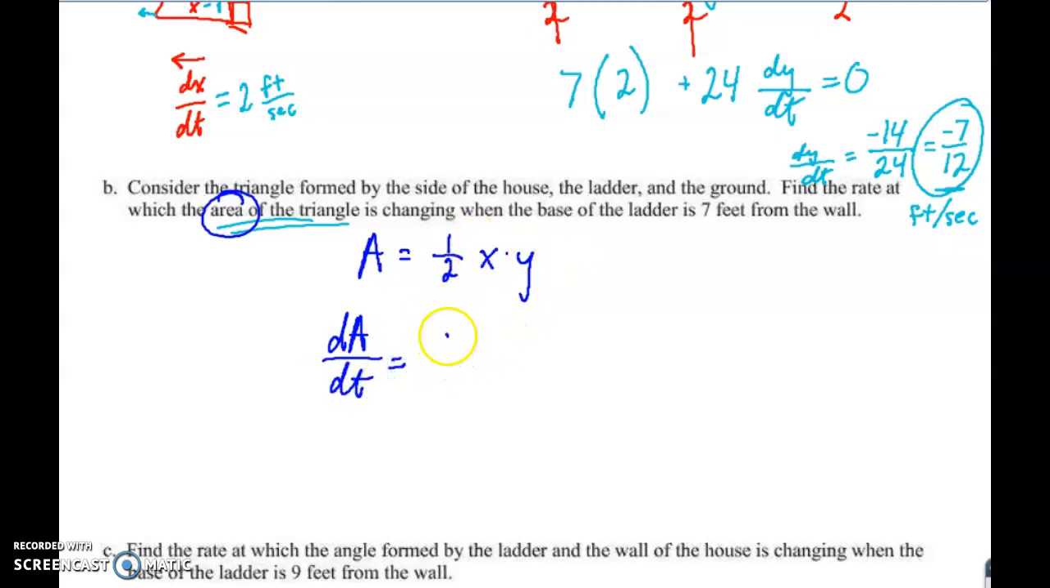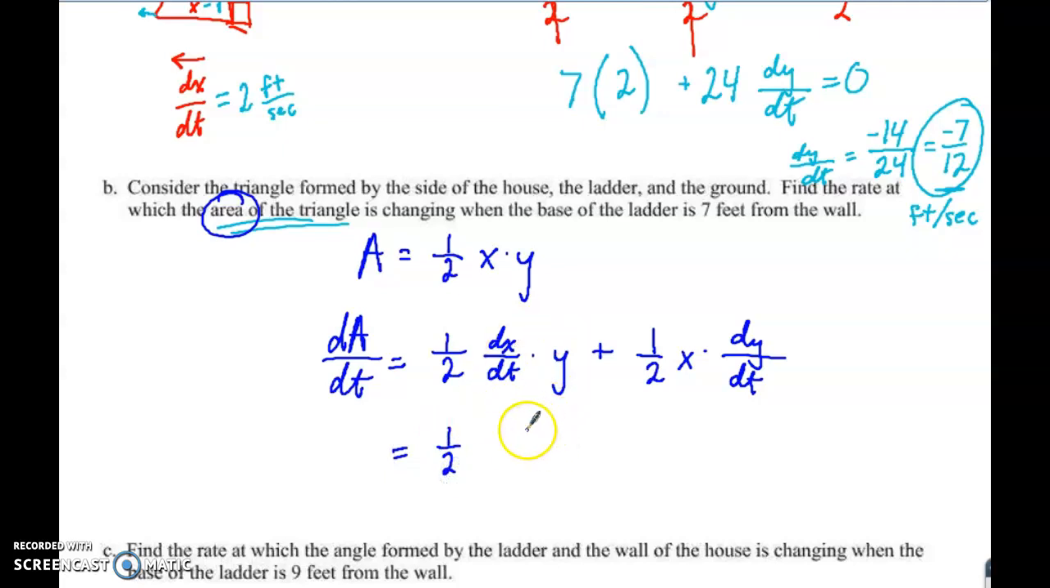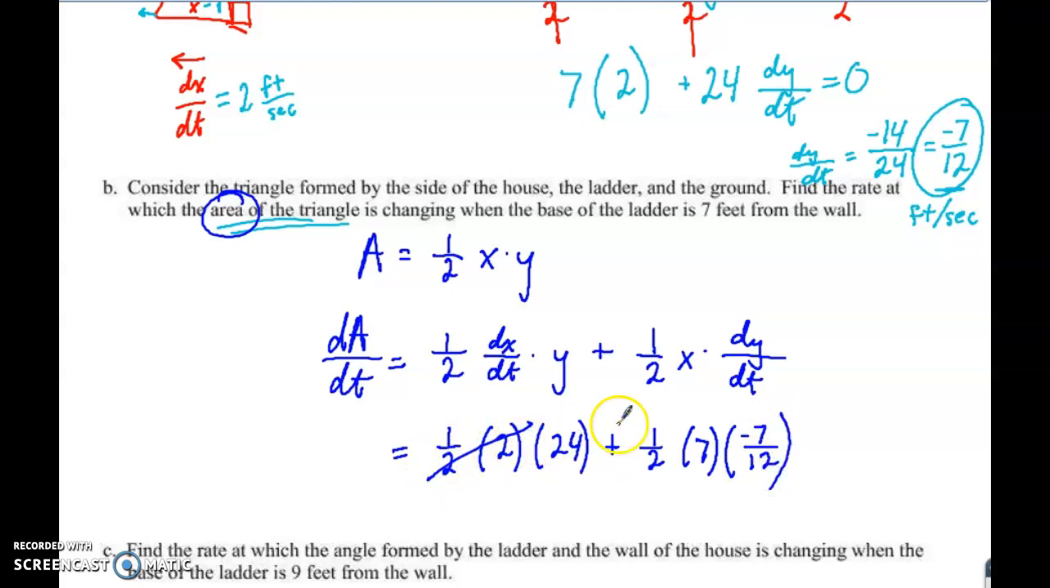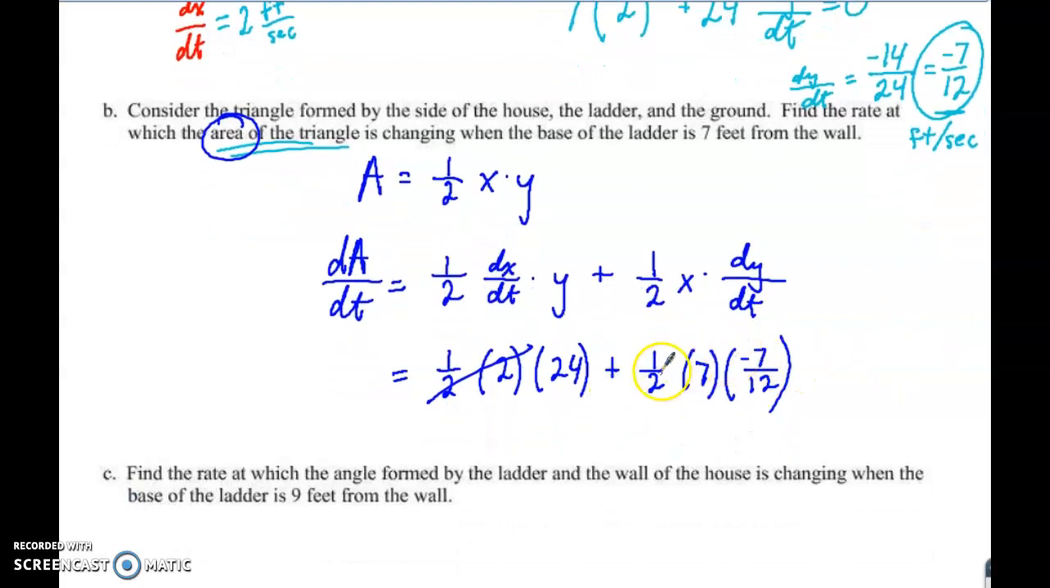is equal to, we have the product rule. Take the derivative of x, leave y alone, plus leave x alone times the derivative of y. So now you can go to the calculator, or if you're good with the arithmetic, that dx/dt was 2, y was equal to 24, x was equal to 7, and dy/dt we found out was negative 7/12. So 1/2 times 2 would cancel, so we have 24 minus 49/24.